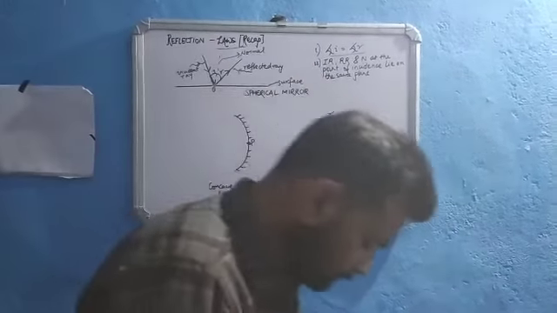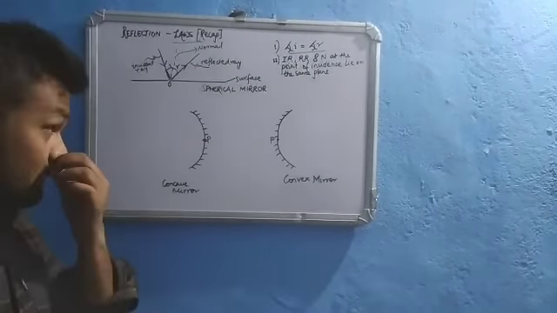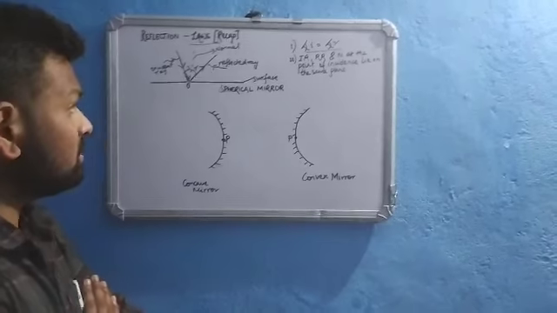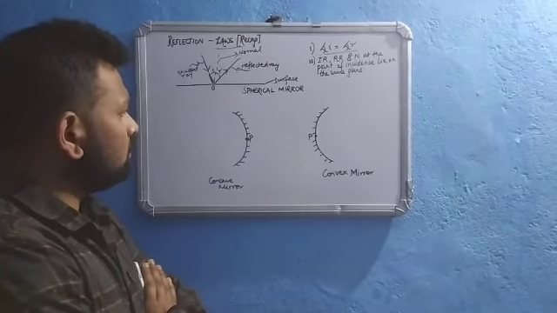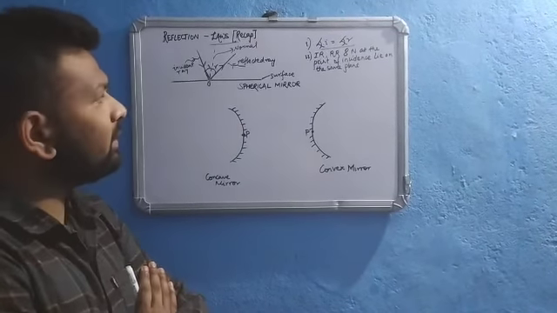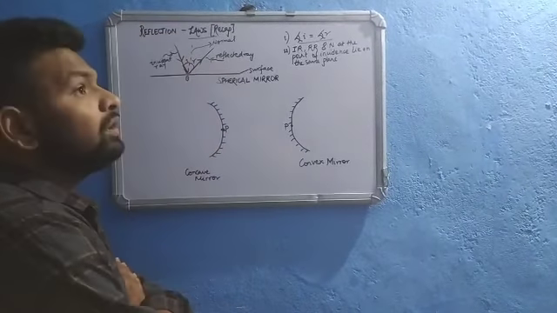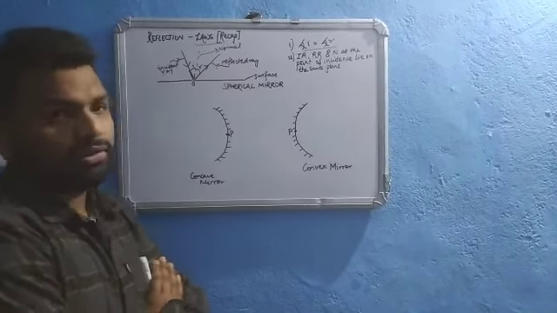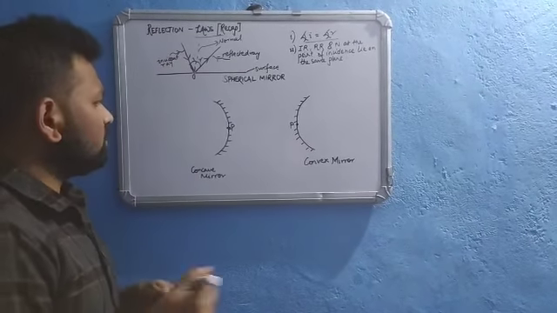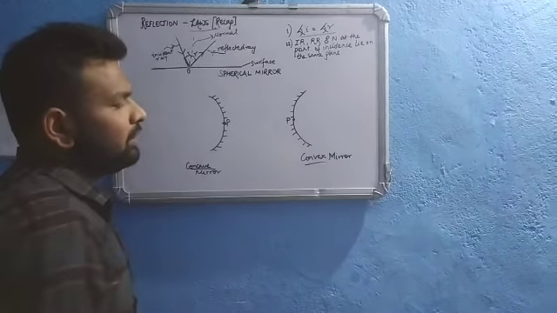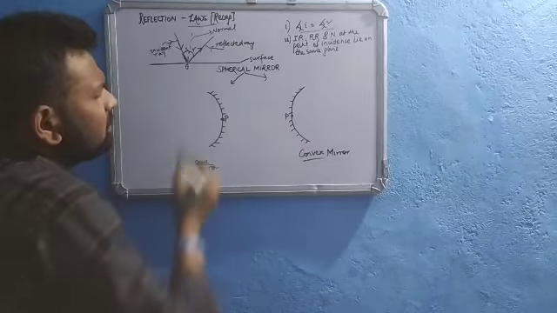Now, in your syllabus, plane mirror reflection and all this you have been doing from the junior classes itself. But in your syllabus, you are also expected to know about spherical mirrors. Spherical mirrors have a curved structure. So you must be acquainted with the words concave and convex, right? Spherical mirrors are of two types. One is concave and the other is convex.